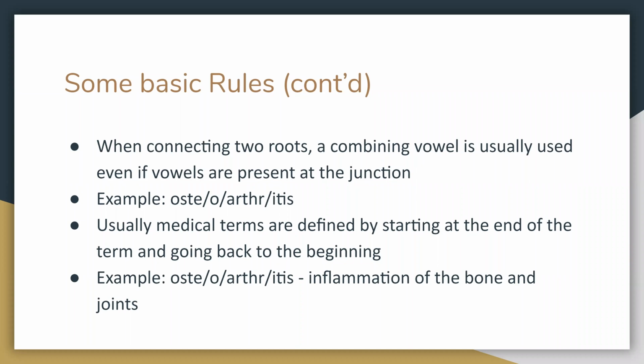Usually medical terms are defined by starting at the end of the term and going back to the beginning. So if we're going to define osteoarthritis, we're going to say it's the inflammation, right? Itis is inflammation of the bone. Well, that one we went all the way to the front with oste, and joints. Okay, so you sort of have to remember the importance of that word.